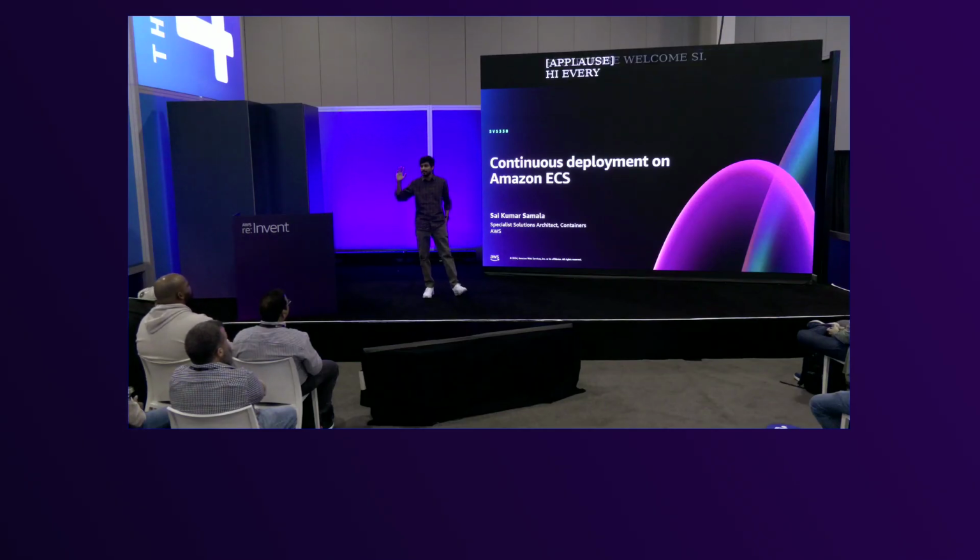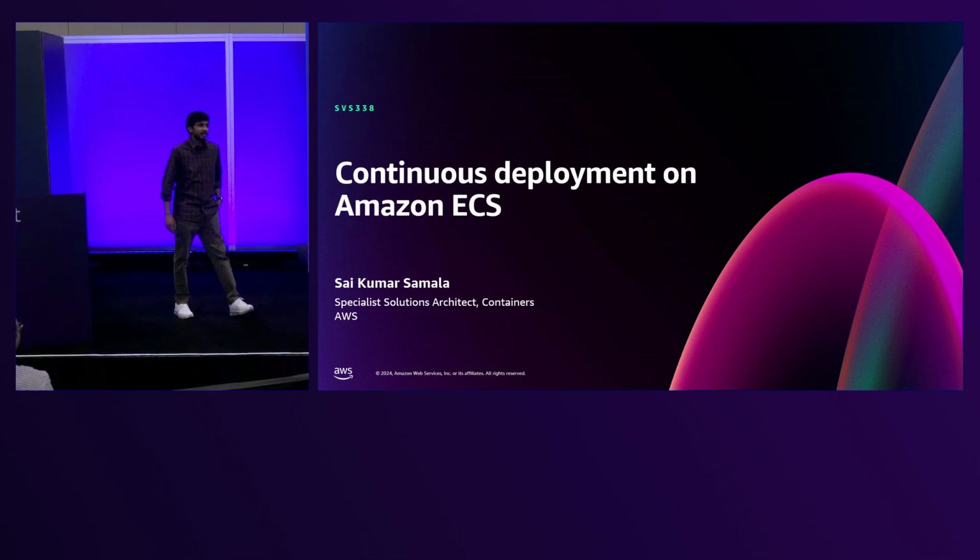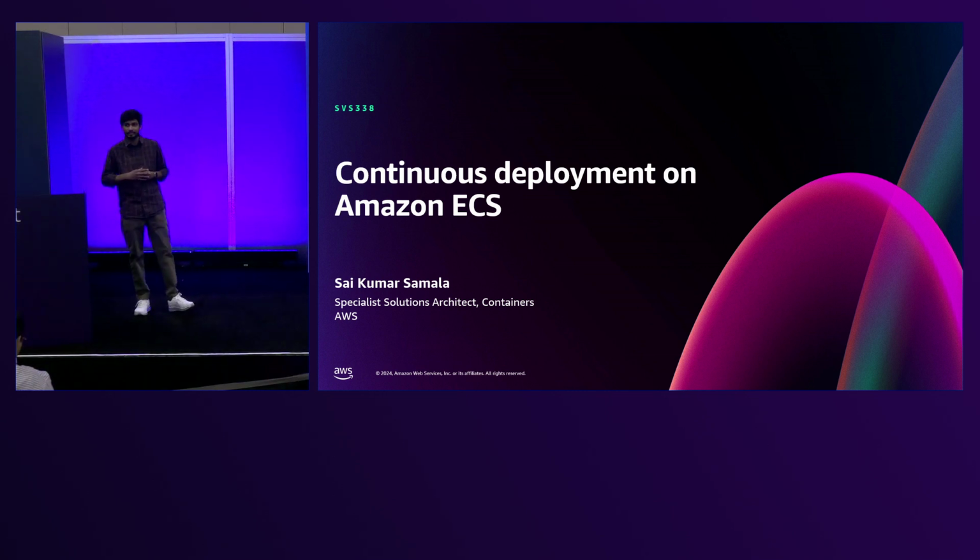My name is Sai Kumar Samala. I'm a specialist solution architect for containers at AWS. I work with customers in helping them deploy container workloads on AWS. Sometimes it could be migrating their workloads from on-premise to AWS, and sometimes migrating and modernizing their workloads. So if you're running on EC2, we are migrating them and modernizing onto Amazon ECS and EKS.